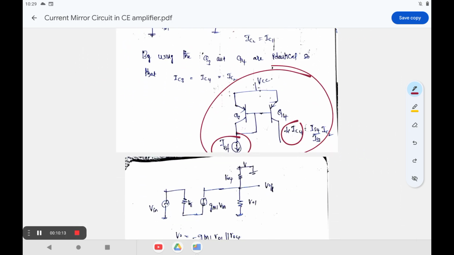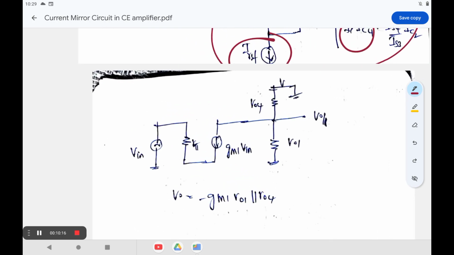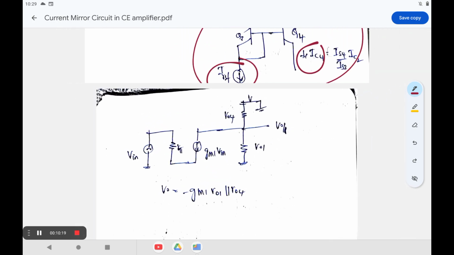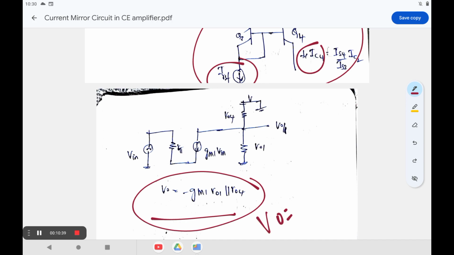Let us see some more analysis related to the voltage gain. This is the formula for it. The voltage gain is V0 equal to minus Gm1 into R01 parallel with R02. Here R01 is the output resistance, R04 is the output resistance across the Q4 transistor, and R01 is the resistance across R1. Basically, the formula is V0 equal to minus Gm into R0, where Gm is the transconductance, that is, 1 by the resistance of the RAC. At the same time, R0 is the corresponding parallel resistance.